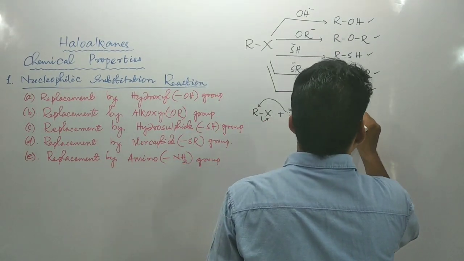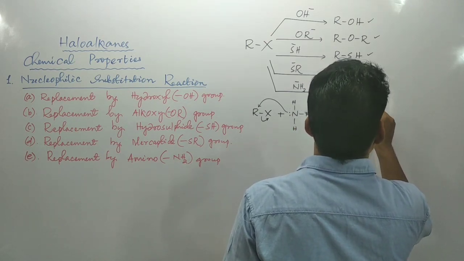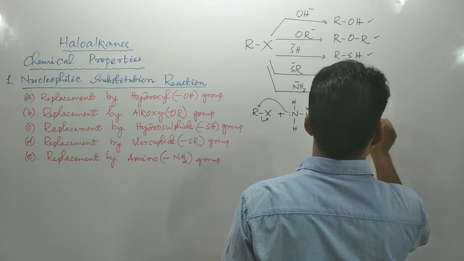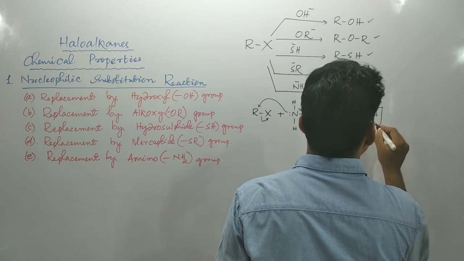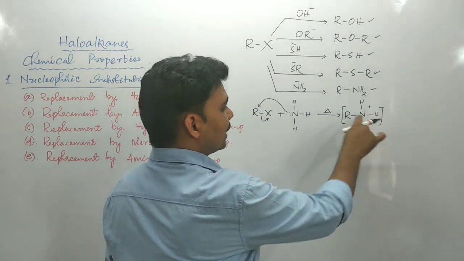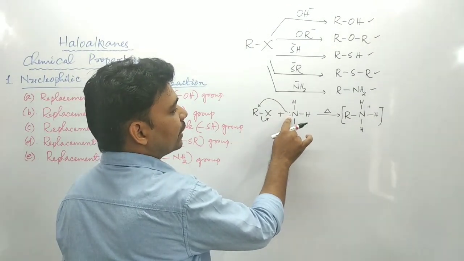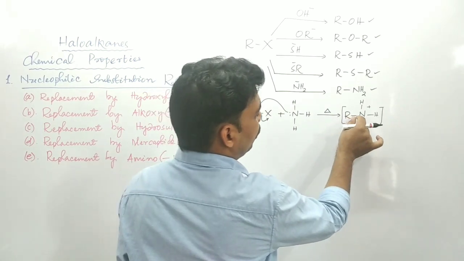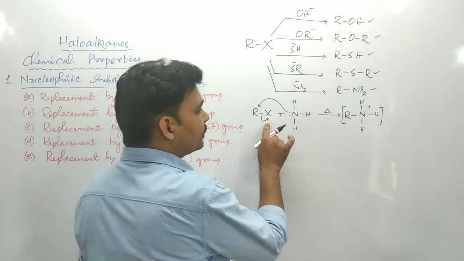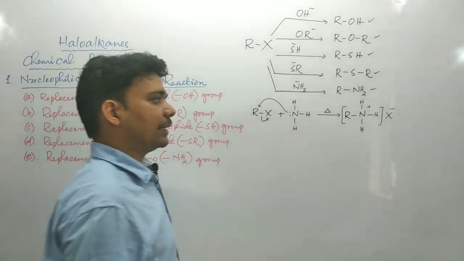As a result, we will get the first species formed, RNH3 plus. A cationic species will be formed here. Positive charge will appear over this nitrogen because nitrogen has contributed its pair of electrons in order to form this covalent bond. And this leaving group halide ion will be associated with this cation.